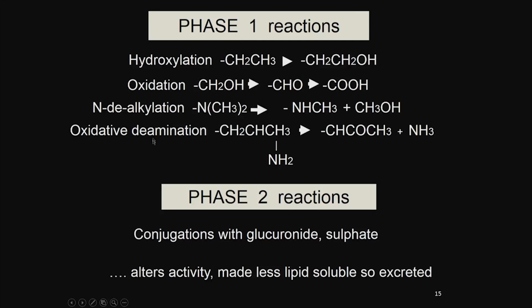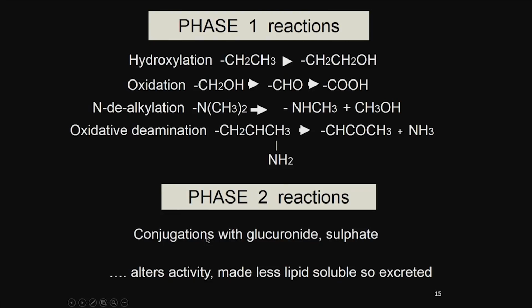Oxidative deamination, so you are deaminating, that means you are removing the NH2 group here as ammonia as well as you are putting an O, that is why it is called oxidative deamination, you understand. So hydroxylation, we are putting an OH group, or oxidation, that means you may add an oxygen or remove a hydrogen. Dealkylation, one CH3 from nitrogen is removed, or oxidative deamination, that means you remove the NH2 here and you may put an O here.